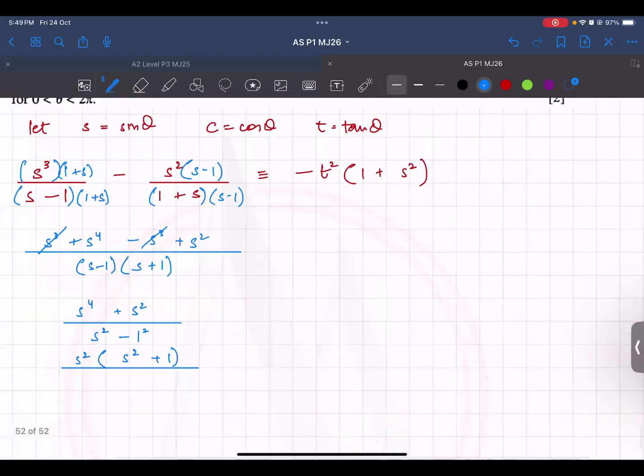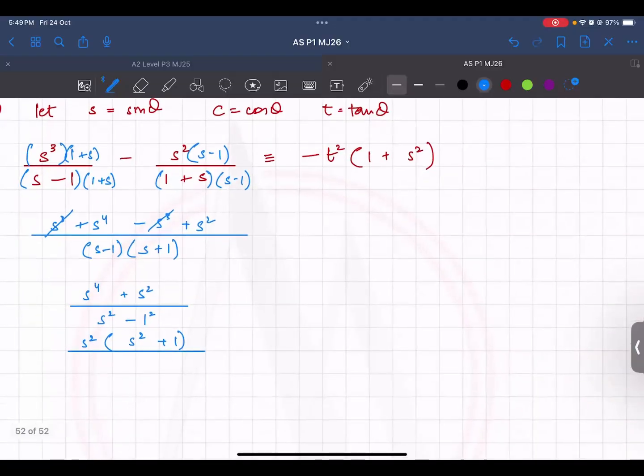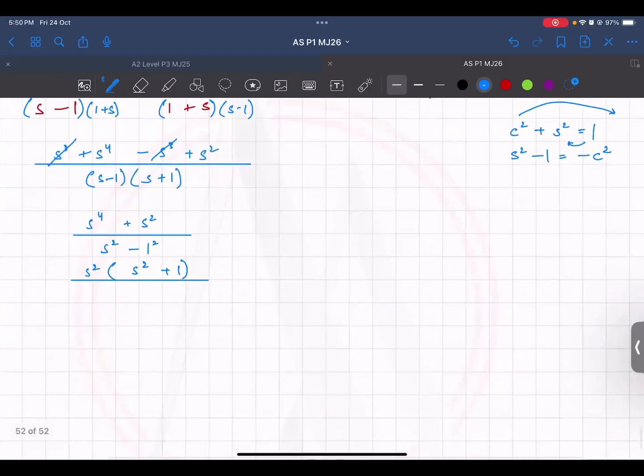What would this become? You can see you have a tan on the right side, negative tan square. So if you had cos square in the denominator, that will help you change sine square upon cos square to tan square. The first identity is cos square plus sine square is equal to 1. So sine square minus 1 will be equal to minus cos square, if you move the cos square to the right side and 1 to the left side. So sine square minus 1 is minus cos square, and you can replace sine square minus 1 with minus cos square.